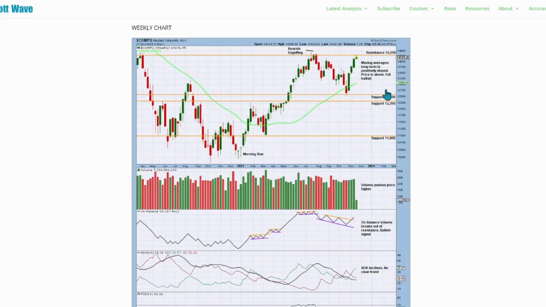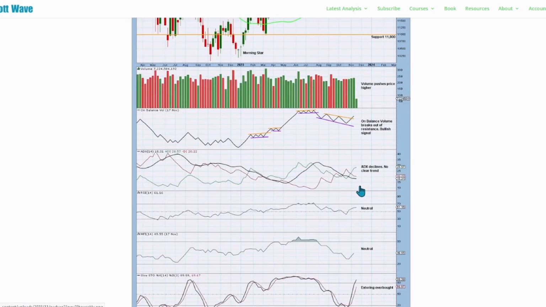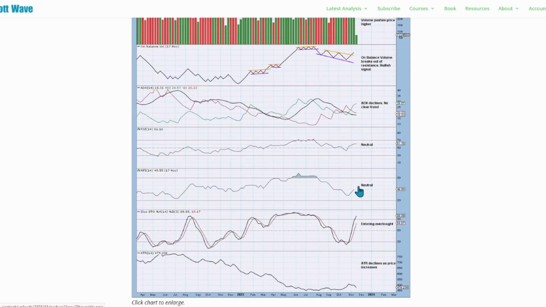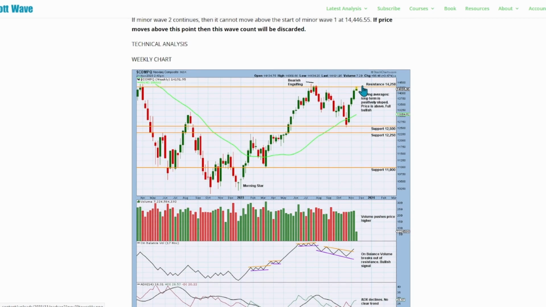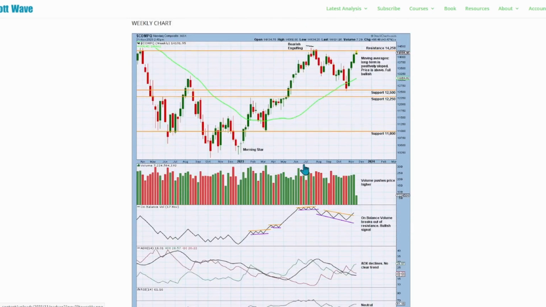On the technical weekly chart, price has continued to increase, finding resistance at 14250, with volume steadily pushing price higher. ADX is declining, showing no clear trend. On balance volume breaking out of resistance, giving a bullish signal. RSI and money flow both neutral, and stochastics now entering overbought, where price finds resistance at 14250. This data is bullish and supports the main Elliott Wave count.